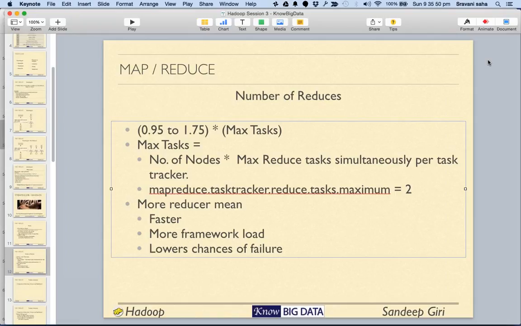Choosing that number between 0.95 and 1.75 is something you have to do in a trial and error manner, meaning you first try 0.95 and then you try 1.75, and then figure out which one has taken less time and which one has taken more time. Choosing a number in the middle will give you the optimal results.